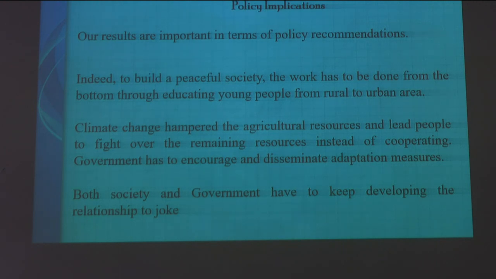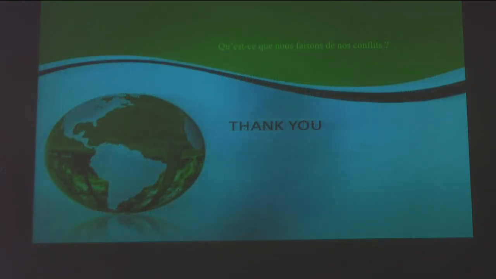urban area and even the rural, because we found that educational level is very key in contributing to reducing farmer-herder conflict. And climate change is hampering agricultural resources and leading people to fight over the remaining resources instead of cooperating. Government has to encourage and disseminate adaptation measures. And both society and government have to keep developing the relationship to joke. That's what we really recommend. Thank you, Mr. Chairperson.